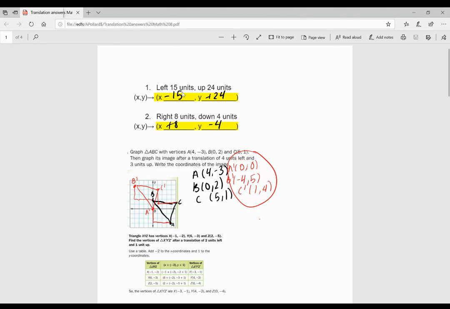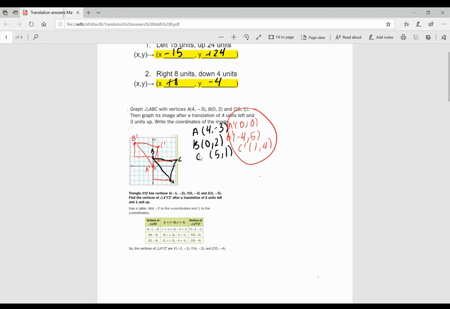So if we're going left 15 units, we're moving our x value over 15 to the left, so minus 15. If we're going up 24 units, we're going y plus 24, which makes sense. Our x and y axis tell us to go this way. If we're going right 8 units, we're going to move the x plus 8. And if we're going down 4 units, we're going y minus 4.